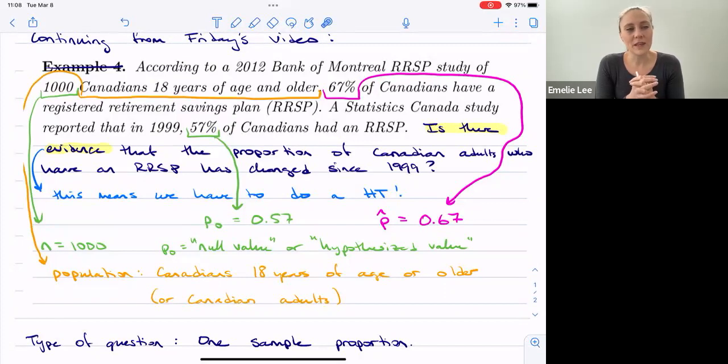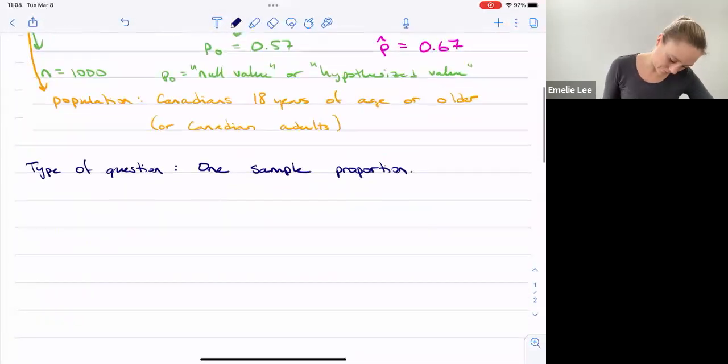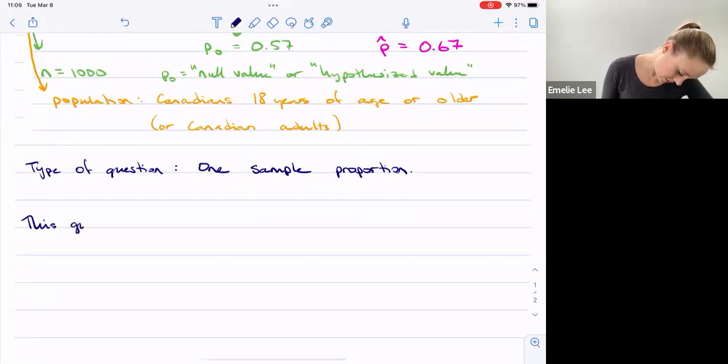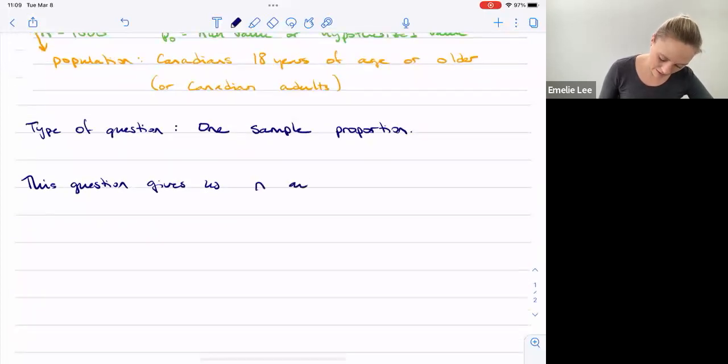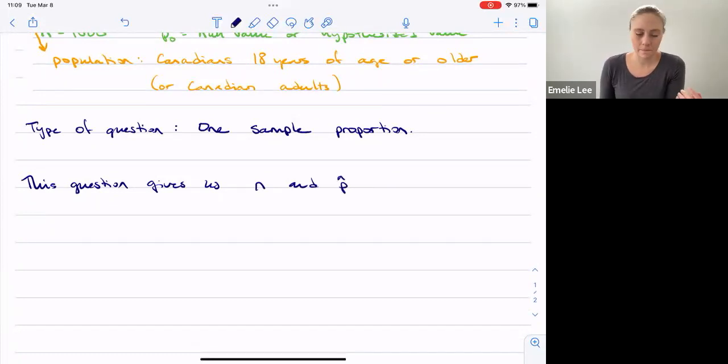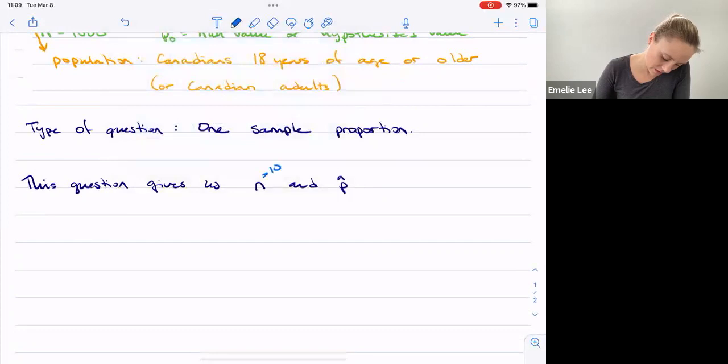So one thing that I want to mention before we get carried away here is there's two ways that we could ask this problem. The other way would be very similar. We take a sample of 1,000, and then instead of giving you the sample proportion, I might give you the number of successes. So this question gives us n and p hat. n is equal to 1,000 and p hat is 0.67.